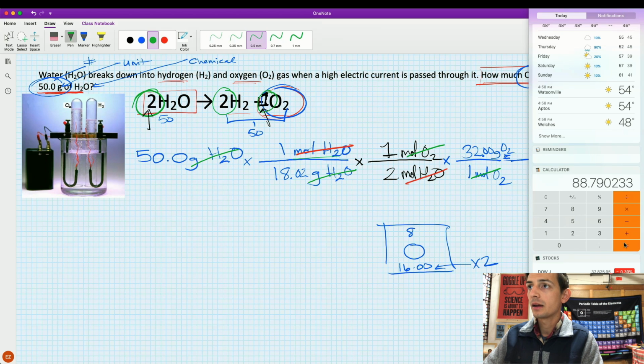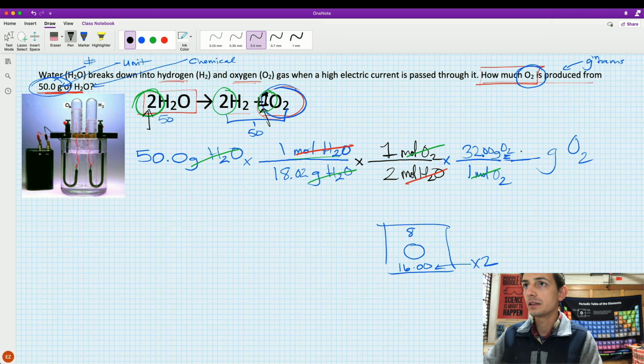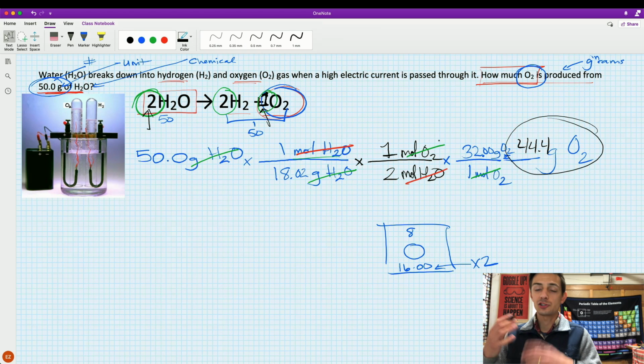I see that down there. And then I want to divide by the 2 as well. So divide by 2. I get 44.395. Because I started off with 3 measured units, I'm going to end with 3 measured units. So 44.4, I'm going to round to that last place there, 44.4 grams. So my answer is 44.4 grams of oxygen are produced from a reaction where I started off with 50 grams of water and reacted them, and how much is produced? It's 44.4 grams of oxygen.